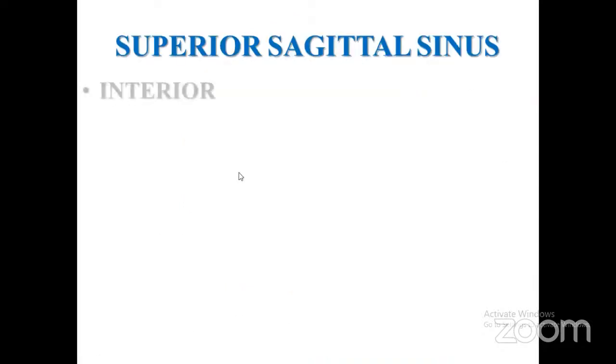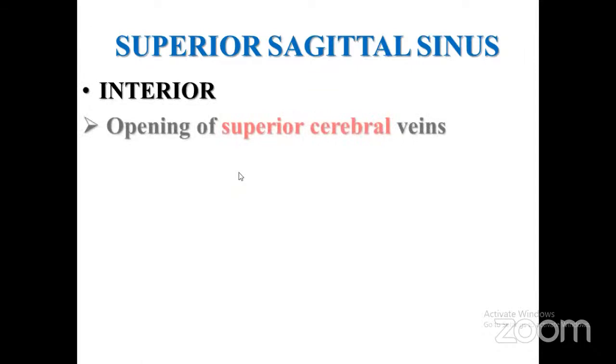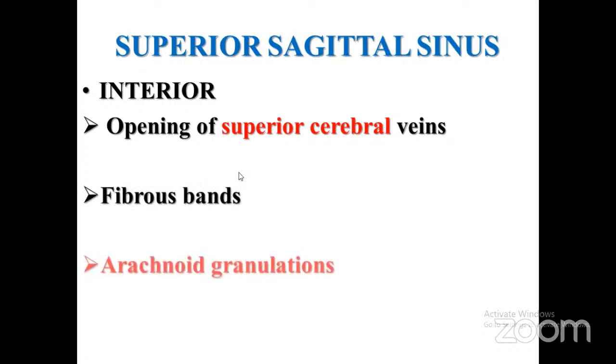So superior sagittal sinus, interior, you will see opening of superior cerebral veins as they are draining the superior lateral surface of the brain, and it contains fibrous bands and arachnoid granulations for the absorption of CSF, and presents many venous lacunae within the interior.